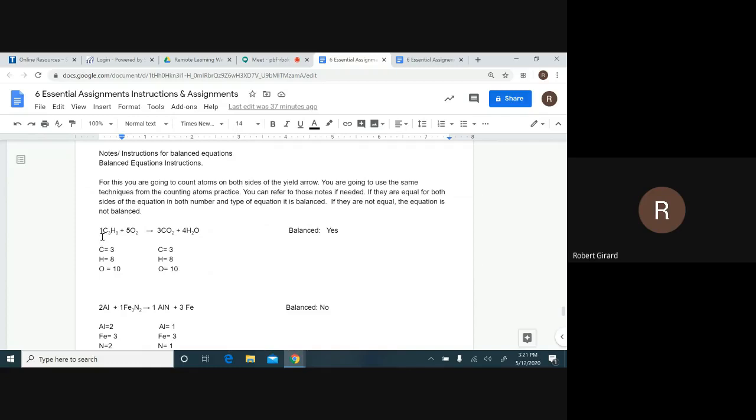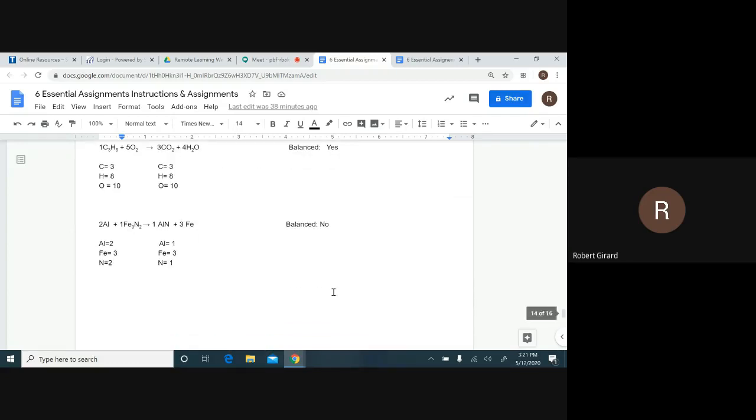You have 3 carbon, 8 hydrogen, then 5 times 2, 10 oxygen. On the product side, you have 3 carbon, you have 6 oxygen here, but you also have 4 here, so 6 plus 4 is 10. Then you have 8 hydrogen. So as you can see, on both sides of the equation you have the same number and types of atoms, meaning you have a balanced equation. If any one atom is not exactly the same, then you do not have a balanced equation. This is example 2.